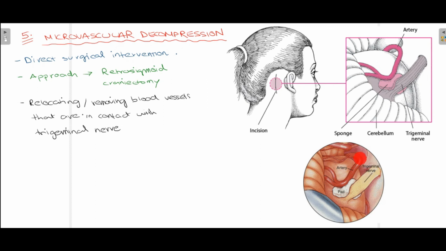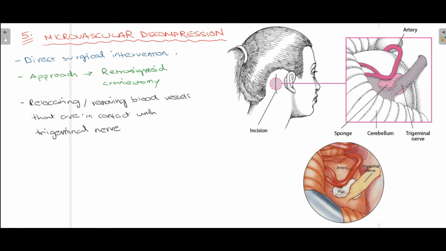As you can see, this artery is going over here. It's in close connection with the trigeminal nerve. So sometimes this artery can compress the trigeminal nerve. When it compresses, patients do experience trigeminal neuralgia symptoms. So the main goal of performing this procedure is to create some barrier between this artery and this trigeminal nerve in order to provide relief to the patient.